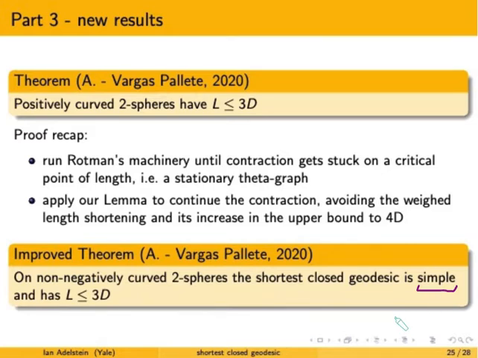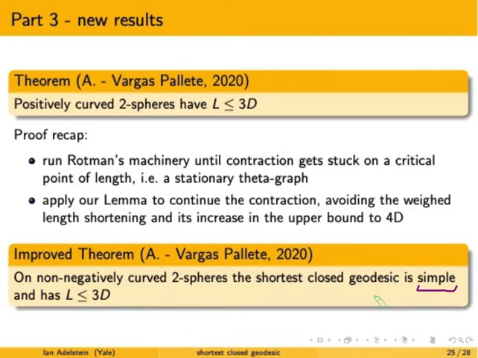And what's nice about this is that if you remember in the Rotman proof, it was possible that the stationary object that the proof got stuck on, so the obstruction to this contraction, was a stationary figure-8 curve. So there, the length of the shortest closed geodesic was bounded above by 4 times the diameter, but it was possible that the closed geodesic you were producing had a self-intersection.